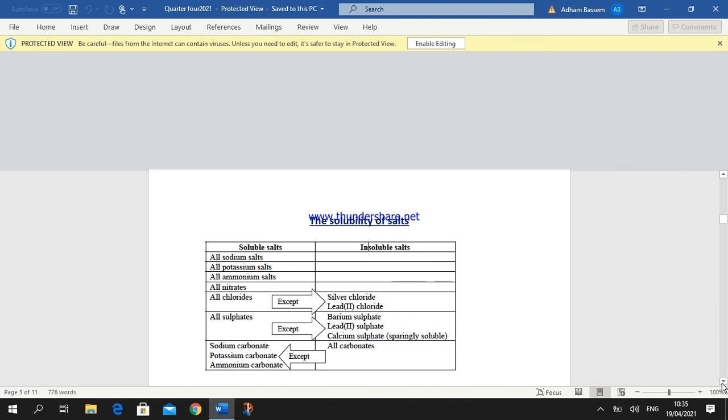Also all carbonate salts are insoluble. Any salt ending with the carbonate group, CO3, is insoluble except three salts: sodium carbonate, potassium carbonate, and ammonium carbonate, which dissolve in water and form soluble salts. The chemical formula of sodium carbonate is Na2CO3, potassium carbonate is K2CO3, and ammonium carbonate is (NH4)2CO3.